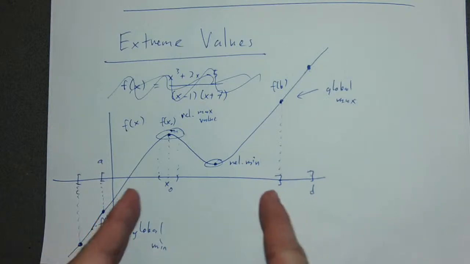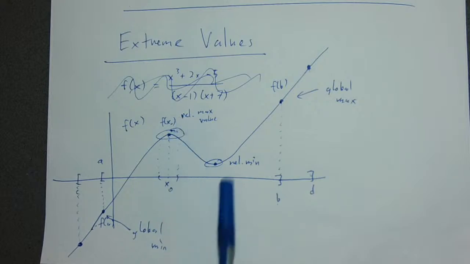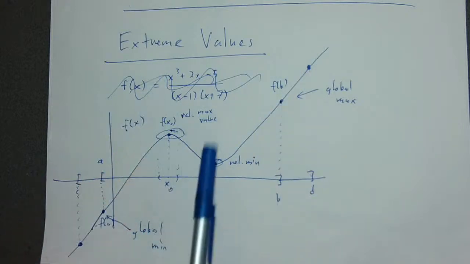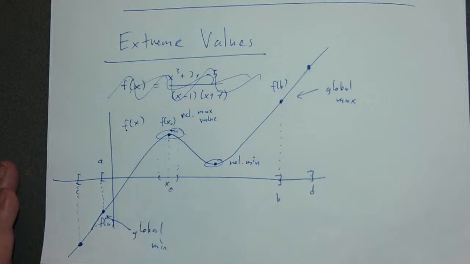If I shrink my window enough, then the global max and global min would actually be these relative maxes and the relative min. In fact, that's kind of a definition of them: if I shrink my domain enough, if I look close enough, then this is definitely the max, and if I look close enough here, this would definitely be the min.